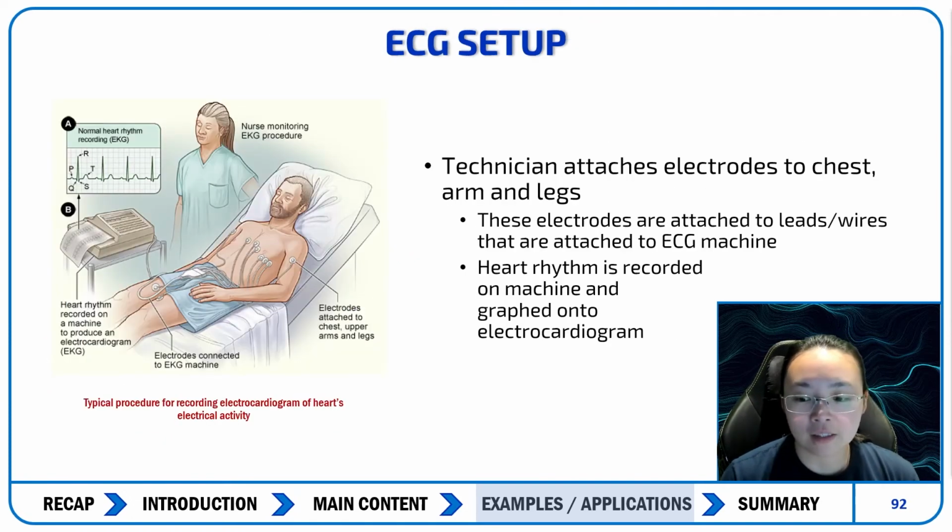So because of this electrical signal and this electrical activity, it is possible to try and record that signal and amplify it so that we can do measurements. So how does an ECG work? The technician is going to attach electrodes to the chest, arm, and legs. The electrodes are then going to be attached to leads and wires that are attached to the EKG machine. And from that, the heart rhythm is going to be recorded onto the machine and graphed onto an electrocardiogram.